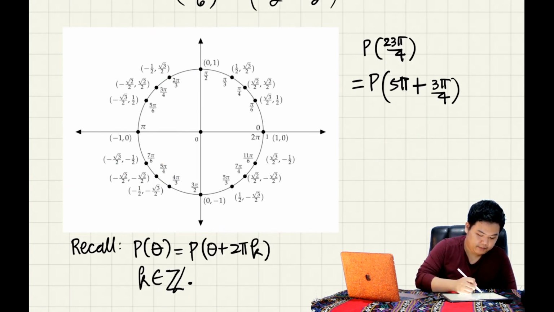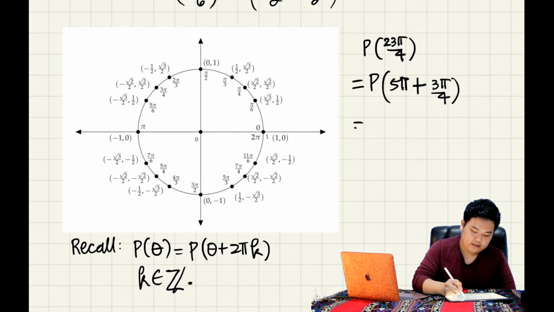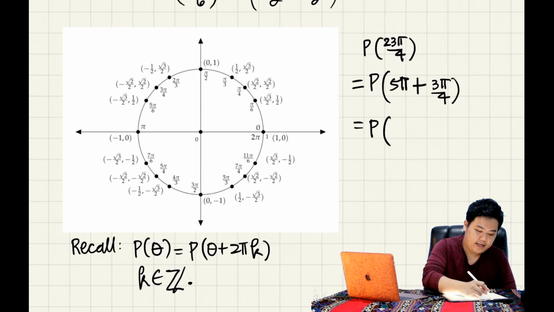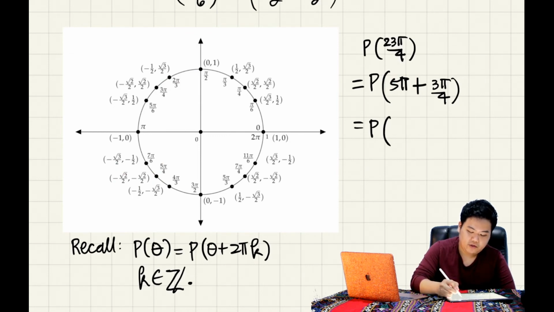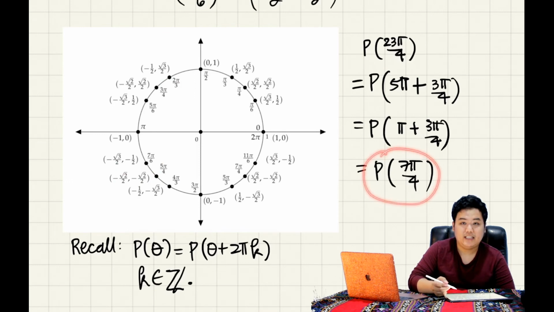Okay, so ang sabi ng property na to, pwede mo lang hugutin even multiples ni pi. So, dito sa 5 pi, ang aalisin lang natin si 4 pi. So, magbawas tayo ng 4 pi, matitira is pi plus 3 pi over 4. Tapos ito, pagsamahin nyo na ulit. So, we get 7 pi over 4. So, ang sinasabi nito, P of 23 pi over 4 is equal to P of 7 pi over 4.